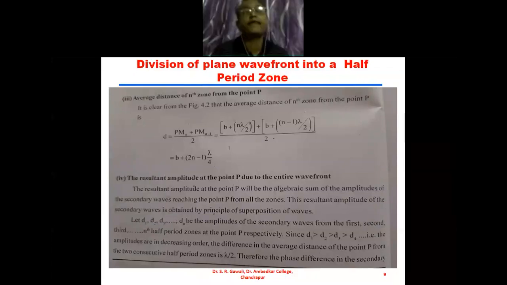So here we will obtain the average distance of the nth zone from the point P. It will be clear from the figure that the average distance of the nth zone from the point P is equal to (PMn + PM(n-1)) divided by 2. P is the point where we have to find the intensity, and Mn is the point on the topmost circle.